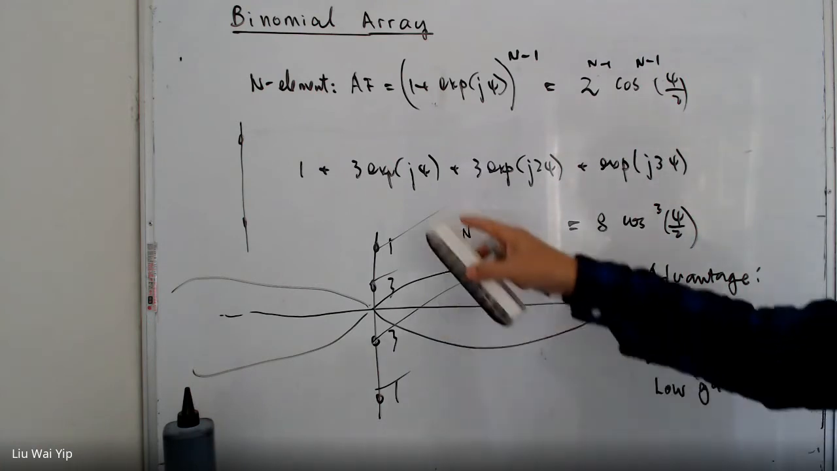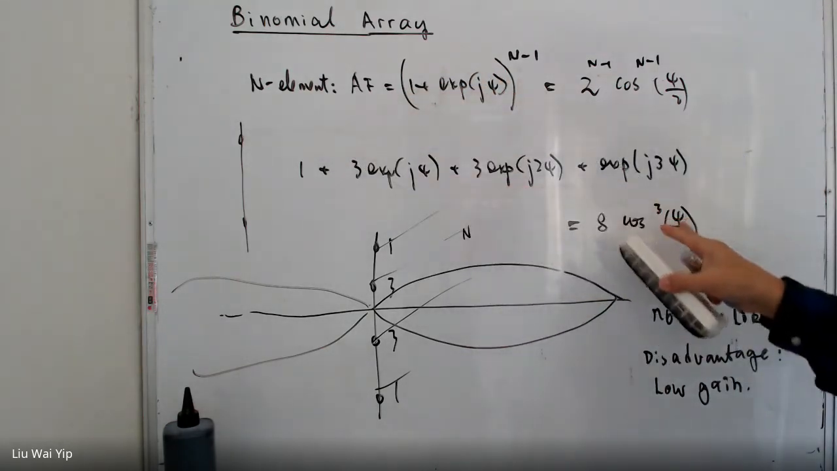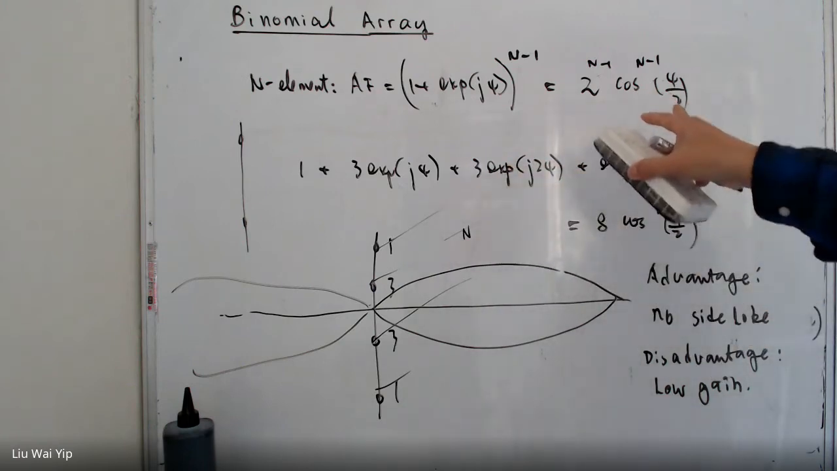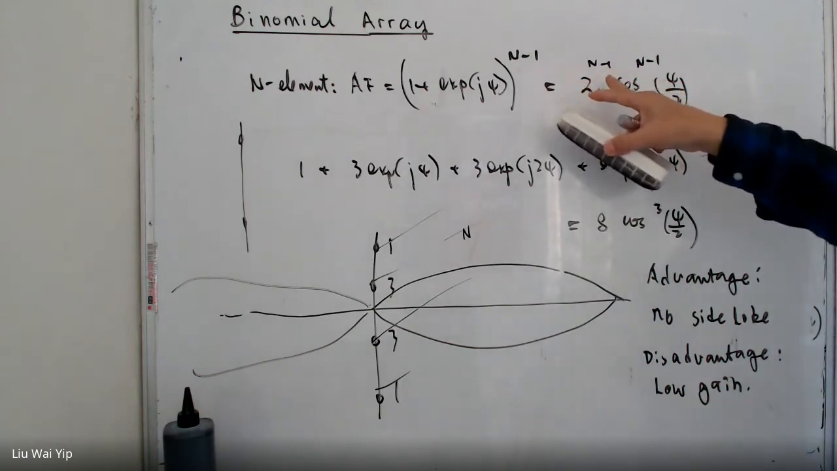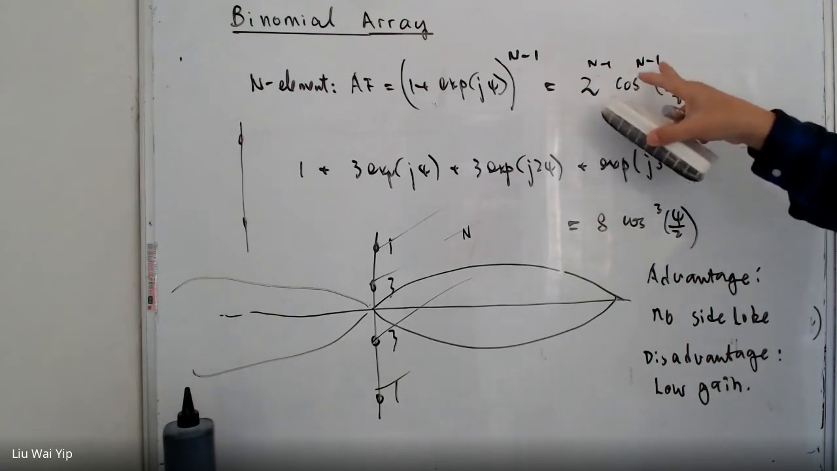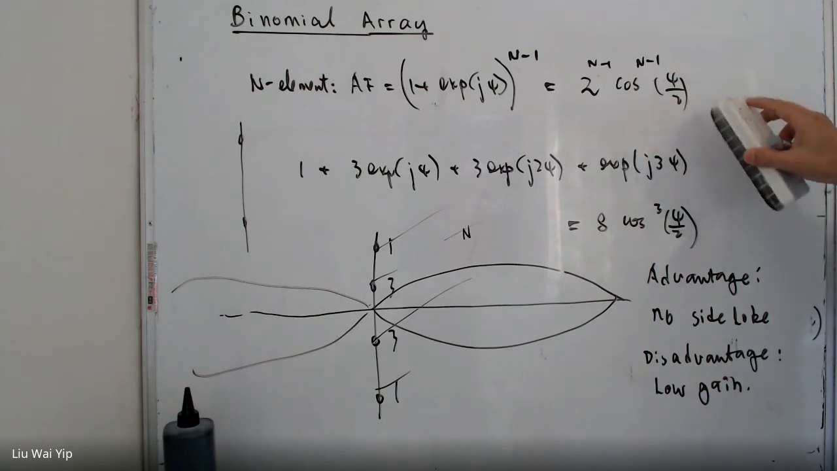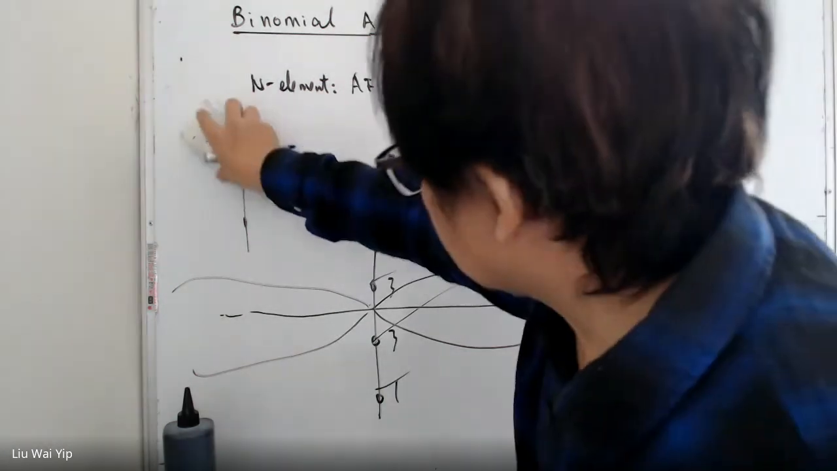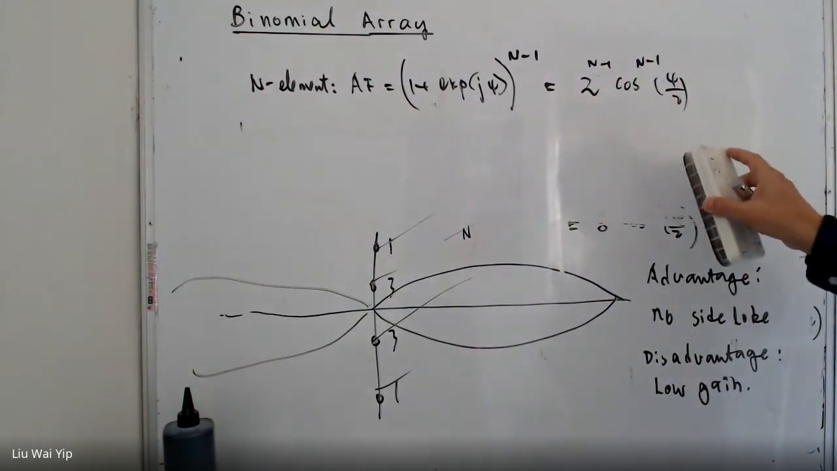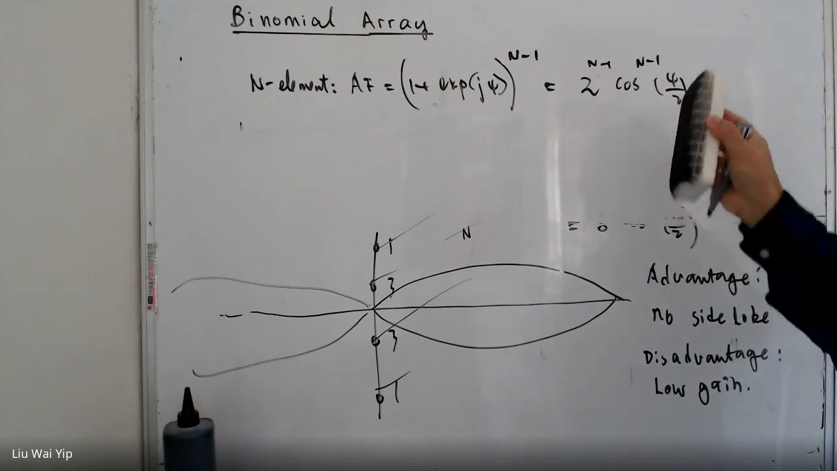And if we expand the left side, this is the kind of equation that we are going to get. And how about the right side? The right side of the equation is 2 to the power n minus 1 and then cosine n minus 1 of psi divided by 2. And what we can do is make use of this function and derive the intensity and directivity and also the half power beamwidth.